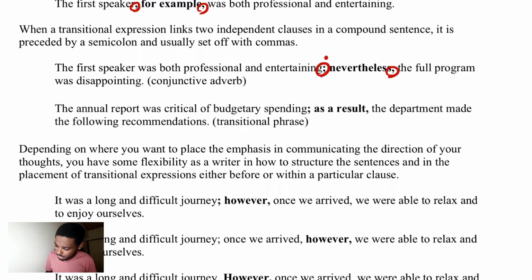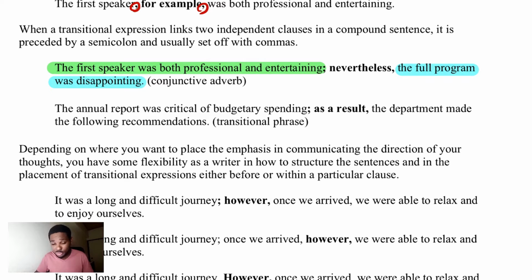So this is one. Let me try to break it down as clearly as possible. Grammar can be very difficult to grasp. So we have one independent clause here. We have another independent clause here. Why are they independent clauses? Because each one could be a sentence by itself. They don't need to be connected. You can connect them if you want to, but they don't have to be connected. They're fine on their own.